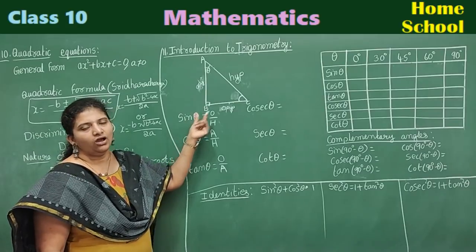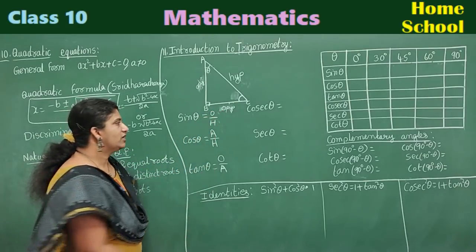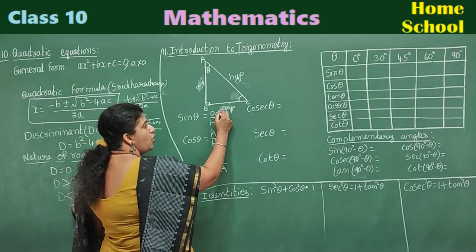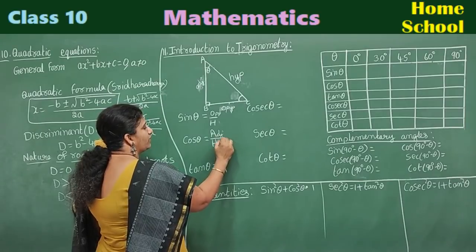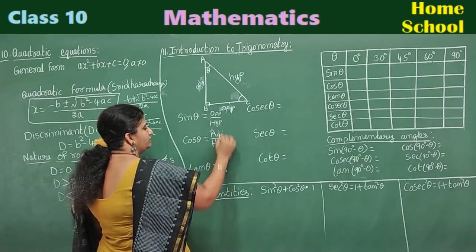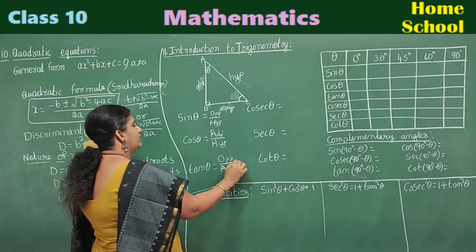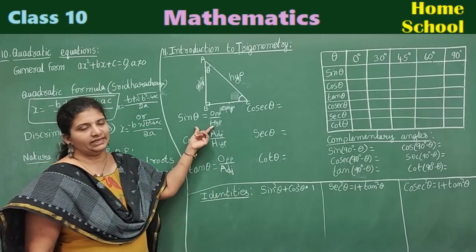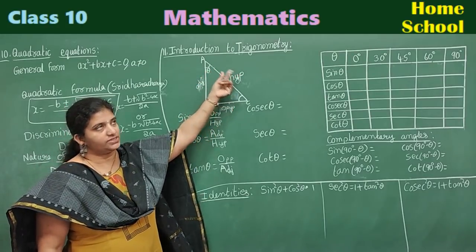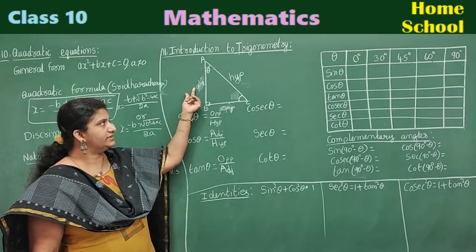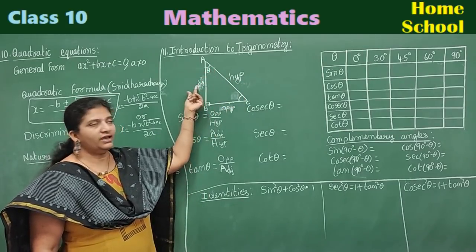Sin theta, O means opposite by hypotenuse. If you want, you can write O here. You remember in this manner. Tan theta, opposite by adjacent. Sin theta, opposite by hypotenuse. Cos theta, adjacent by hypotenuse. Tan theta, opposite by adjacent.